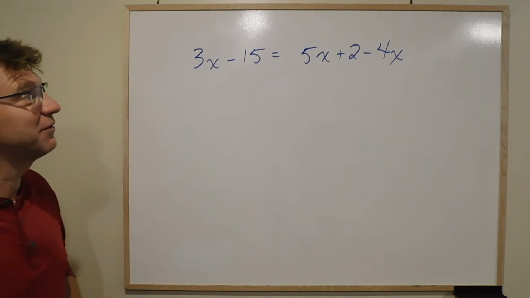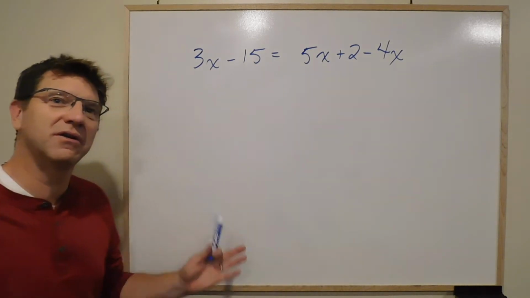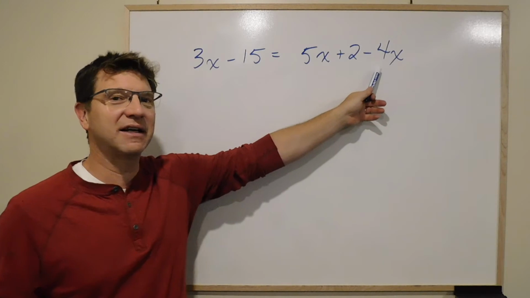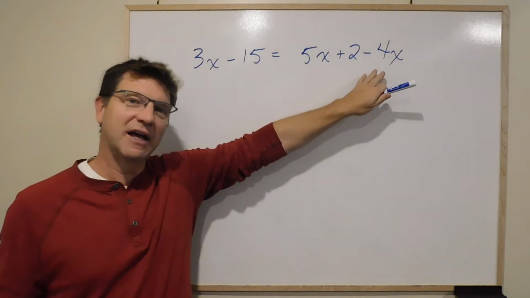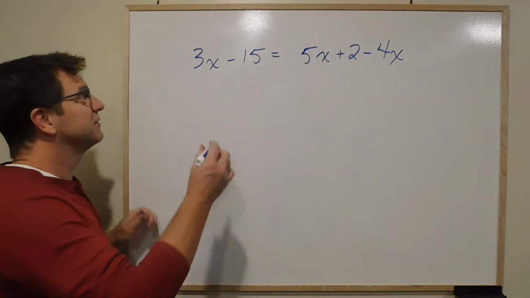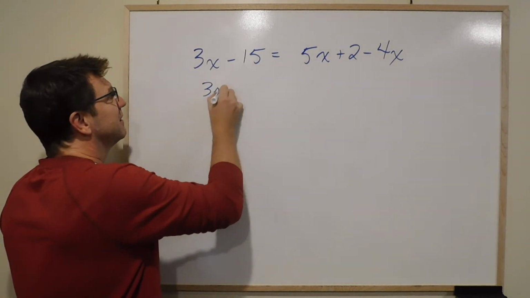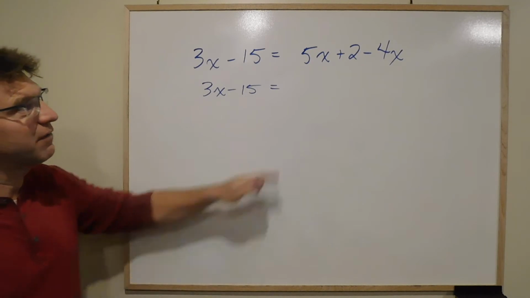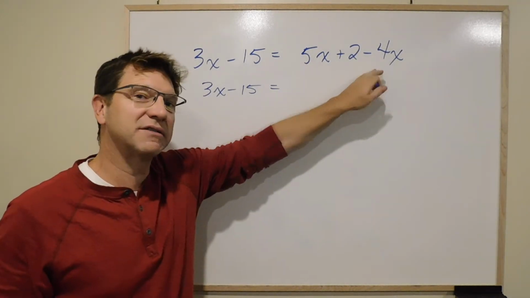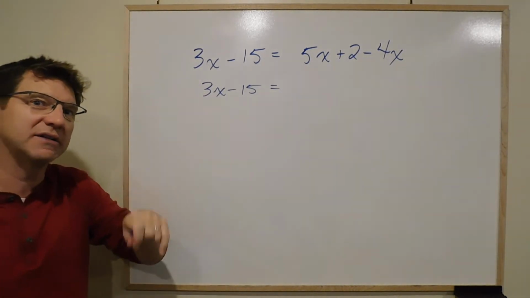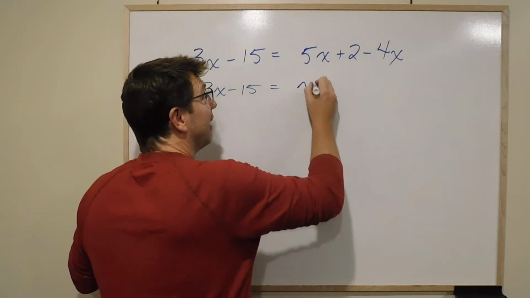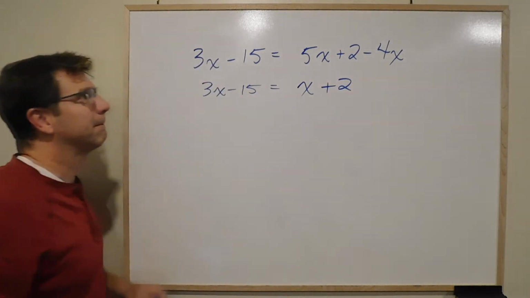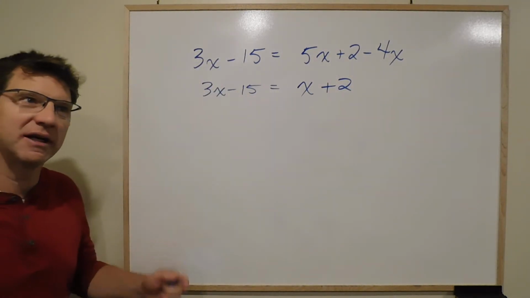Here we go, looking at this one. Again, this one's more complicated, so we need to do some simplification before we do anything else. We'd actually start with collecting like terms because we have a 5x and a 4x on the right side. So I'm going to say 3x equals negative 15 equals. Now we have 5x and a minus 4x. 5x minus 4x is 1x. We don't put the 1x, right? And then plus 2. And you see how we did that there? Just some collecting like terms.